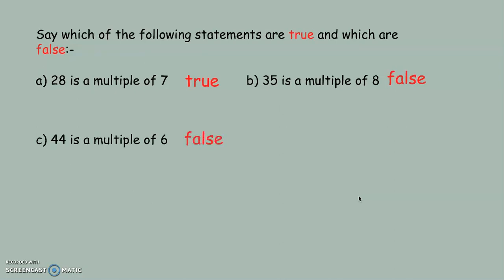Is 44 a multiple of 6? No, it's not. 44 is not in the 6 times table. Is 90 a multiple of 5? If you kept doing your 5 times table, would you ever get to the number 90? Yeah, you would, so it's true.